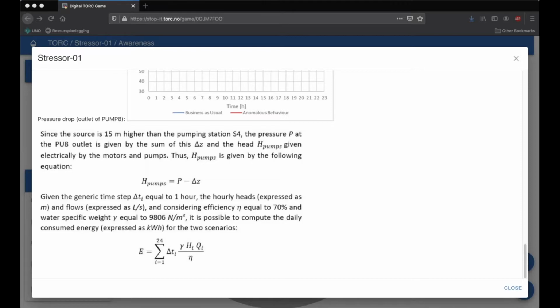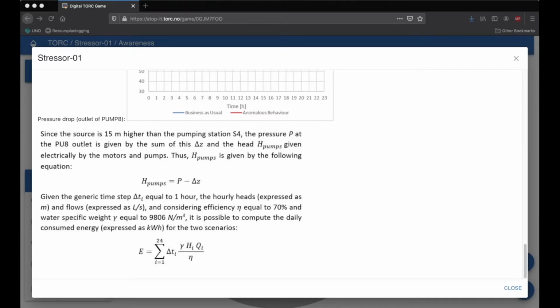So since we have a pressure meter and we know the pressure P, it is possible to compute the head given electrically by the pumps by subtracting the elevation of 15 meters from the pressure. And this data we have, because we have the outlet pressure of pump 8 and we can understand which is the head given electrically by the pumps. So now that we have this data, the pressure and also the head given by the pumps, we could be able to compute the energy. And we have the data before and after the stressor.